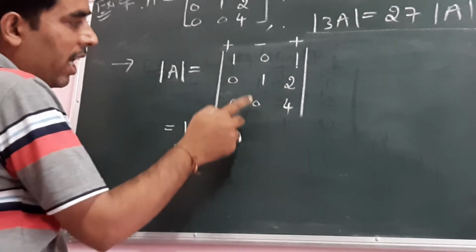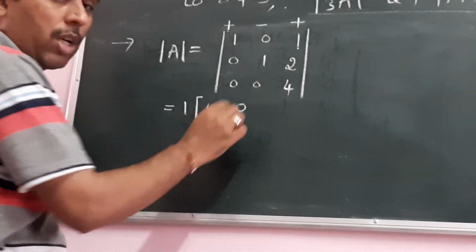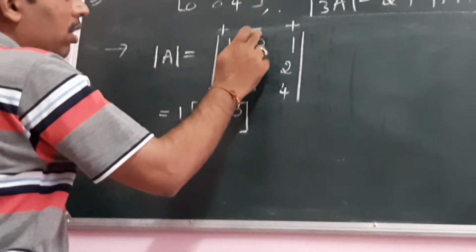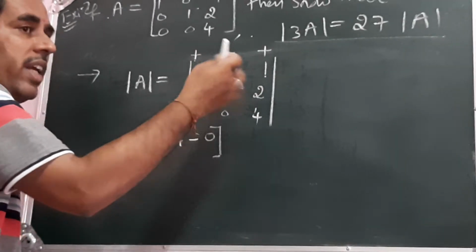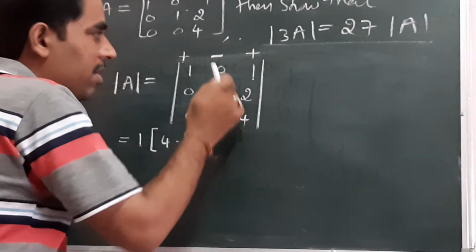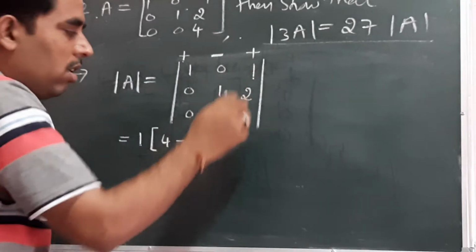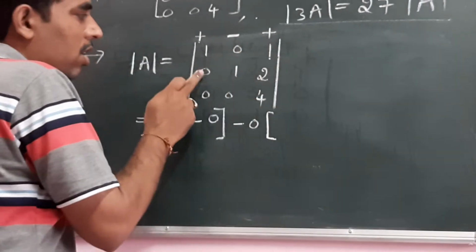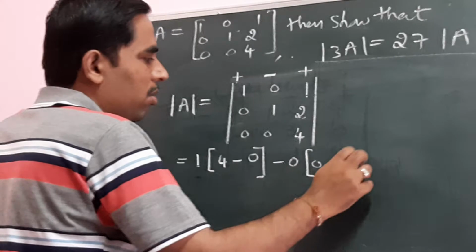So 1 2, 0 4 means 1 into 4, that is 4, minus 2 into 0, 0. I will move to the next element. I cannot worry about this one because 0 into anything will be 0, so I will not bother about writing this element and we can leave it. Otherwise I can show it here: minus 0 into, you leave this column and this row, so 0 2, 0 4 are left here. 0 into 4 is 0, minus 2 into 0, that will also be 0.